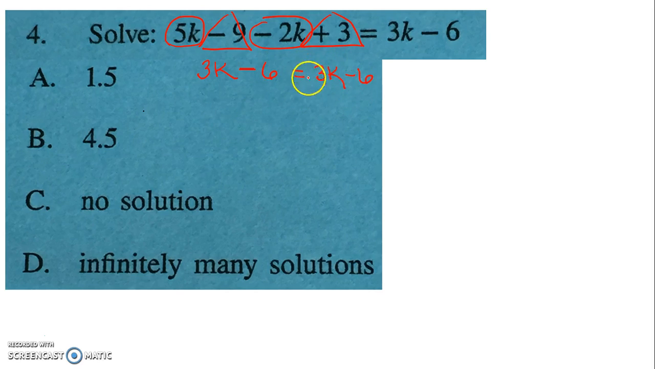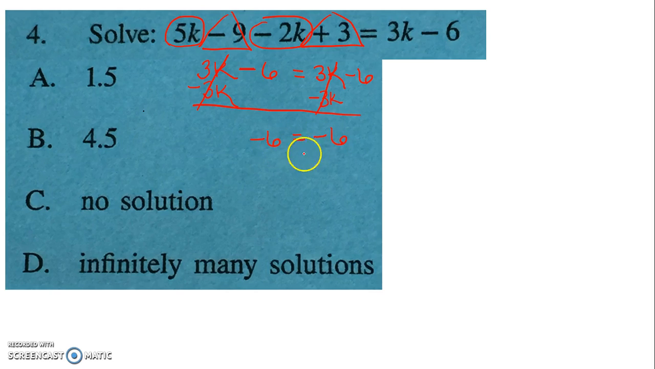So I'm going to start by moving this 3k. If I want to eliminate this 3k from this side of the equation, I have to subtract 3k. Once I subtract 3k on the right side of the equation, I also need to subtract 3k on the left side of the equation. 3k minus 3k, those zero out, bye-bye. So once we've eliminated the 3k on both sides, on the left-hand side I have negative 6 equals, on the right-hand side I have negative 6.